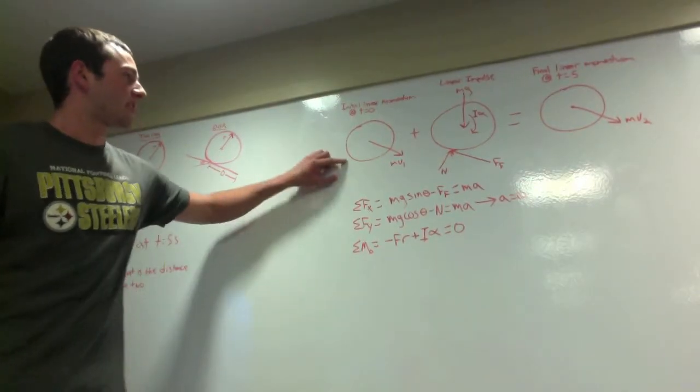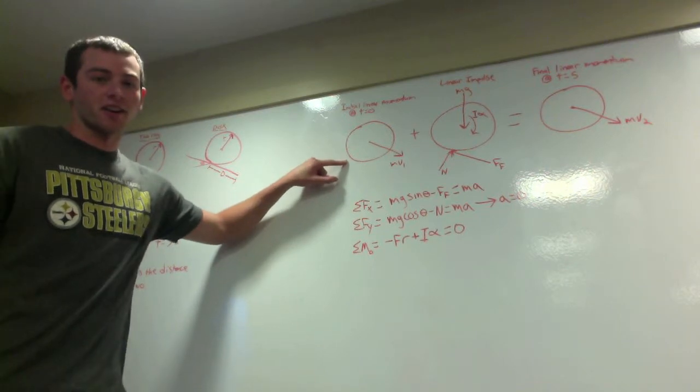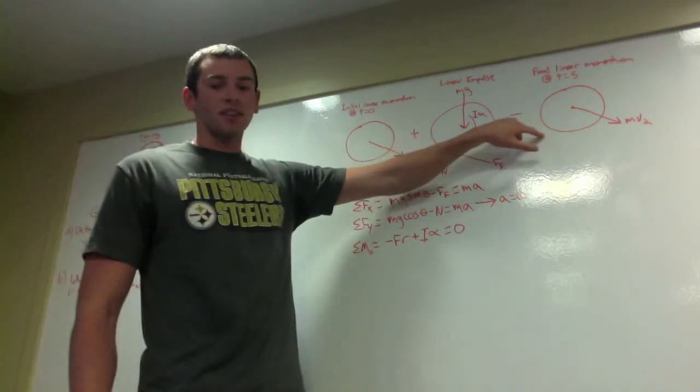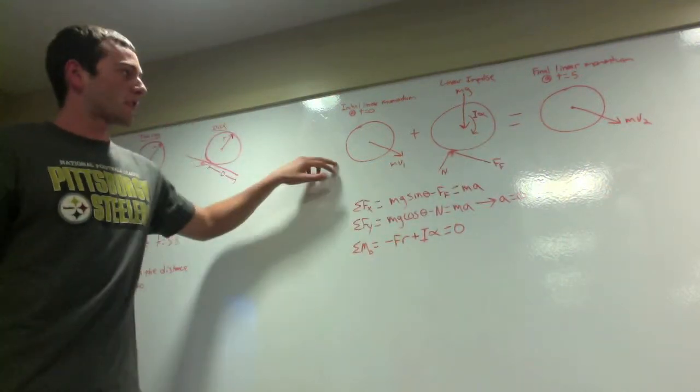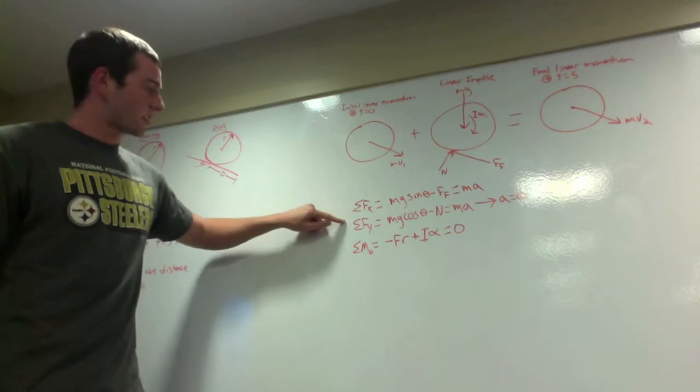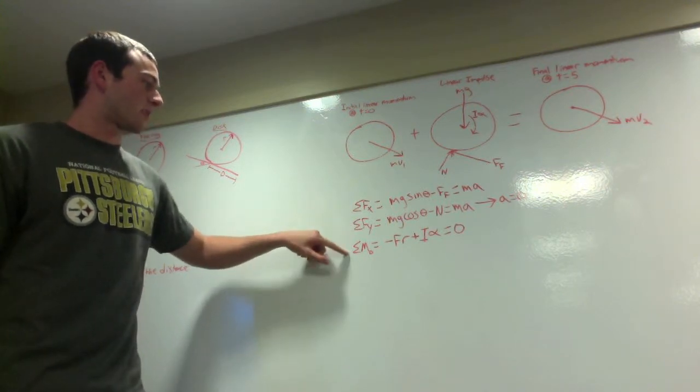As you can see here, we have our free body diagrams for our initial linear momentum, linear impulse, and final linear momentum. From these free body diagrams, we can determine some of the forces in the x, some of the forces in the y, and some of the moments about O.